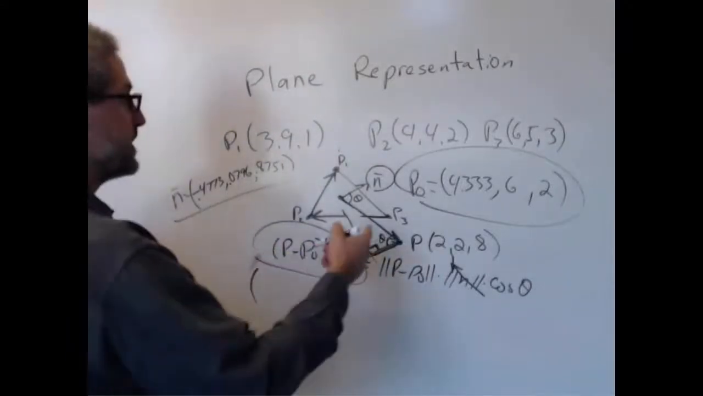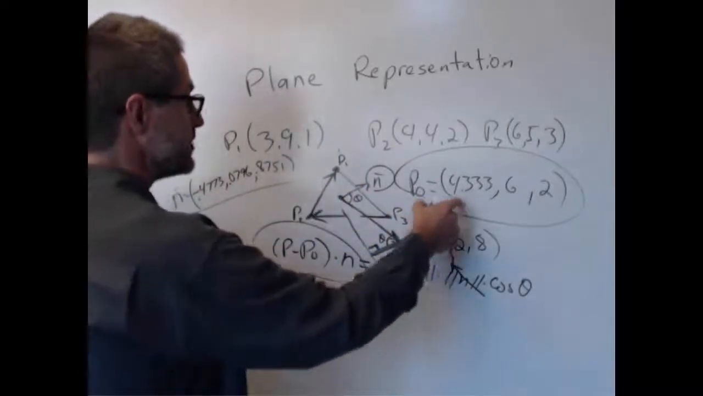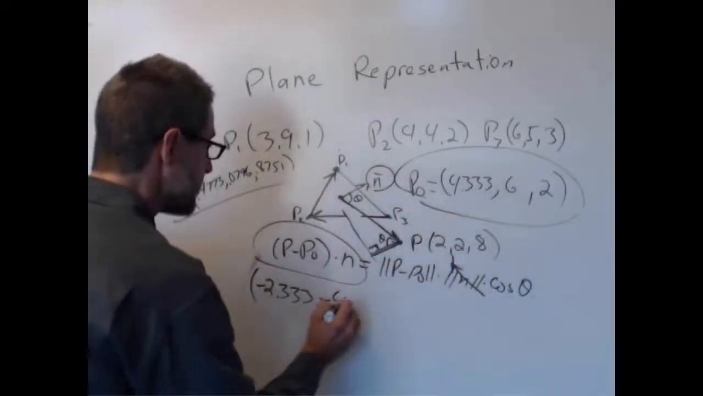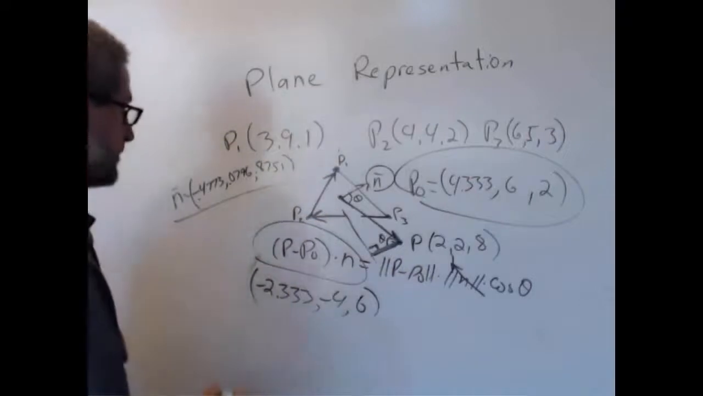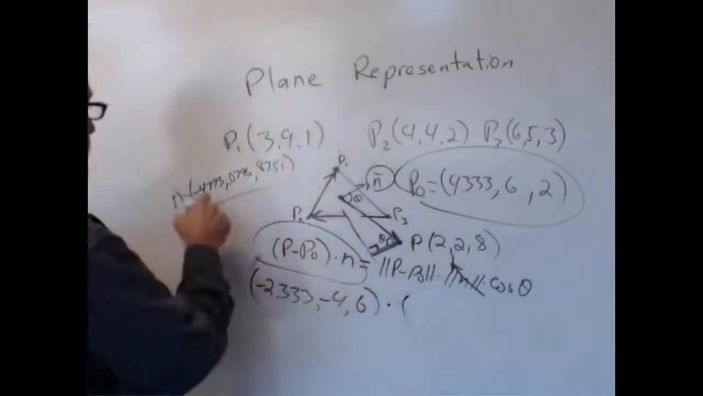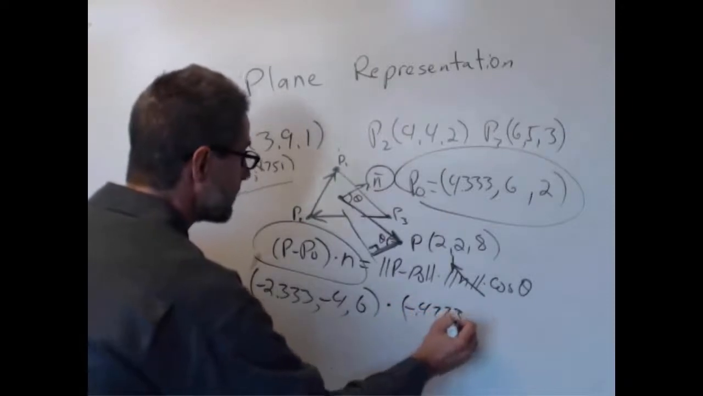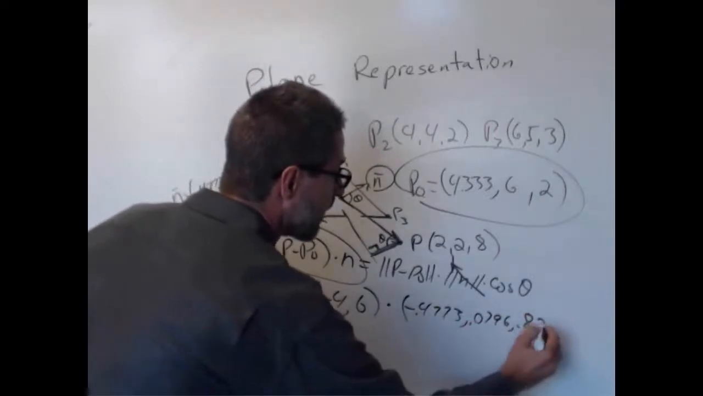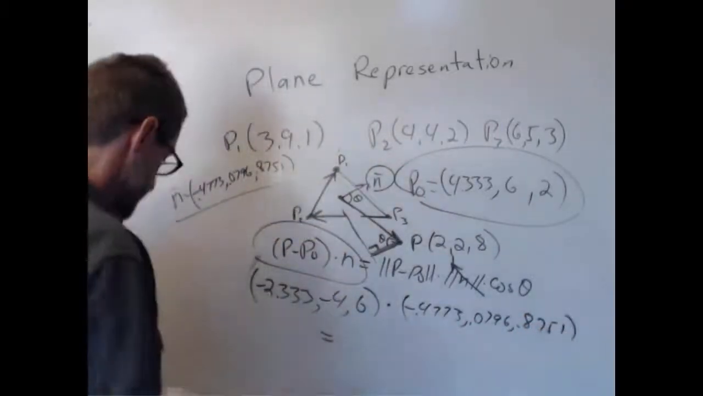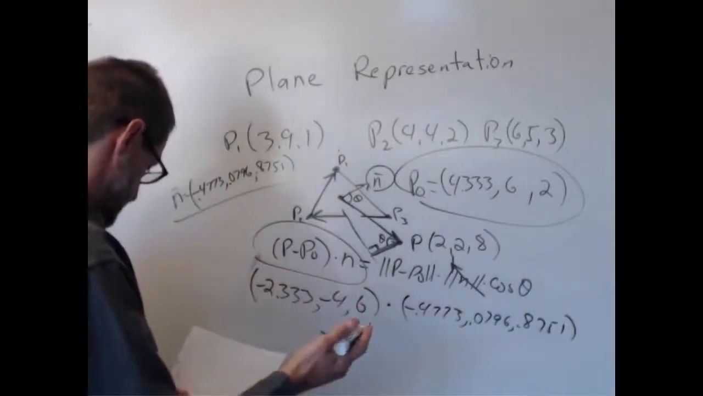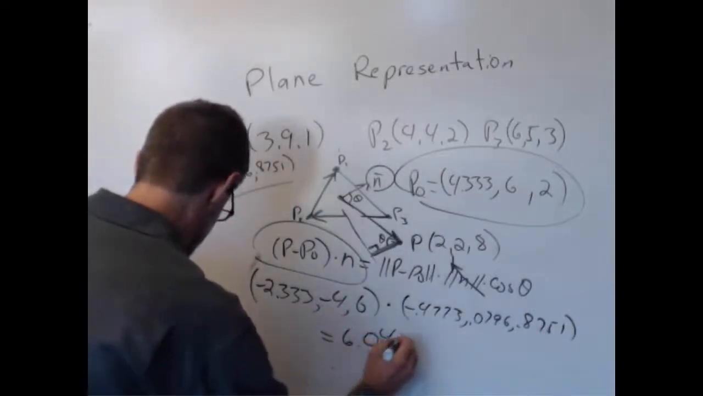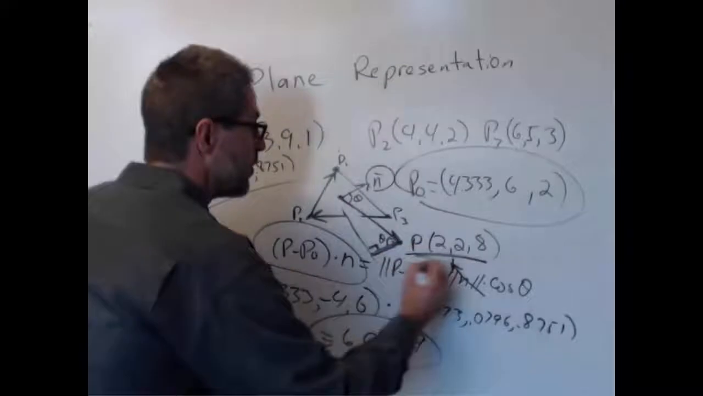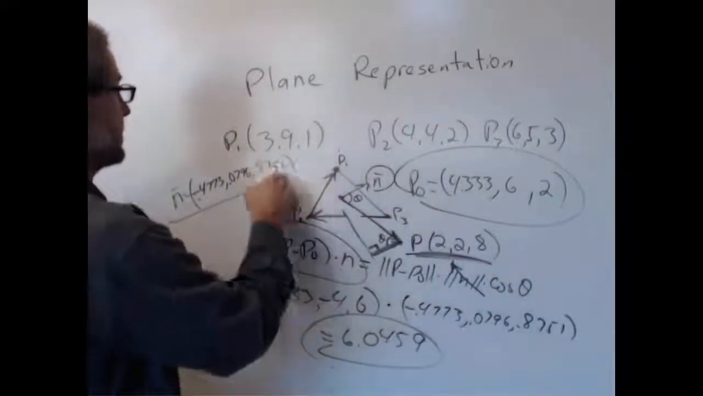So I compute P minus P0. So here's our point: 2 minus 4.33, 2 minus 6, and 8 minus 2, dotted with our n vector here, minus 0.4773, 0.0796, 0.8751. The result is a scalar quantity, 6.0459. That's it. That's the distance from this point to our plane represented by the centroid and the normal.